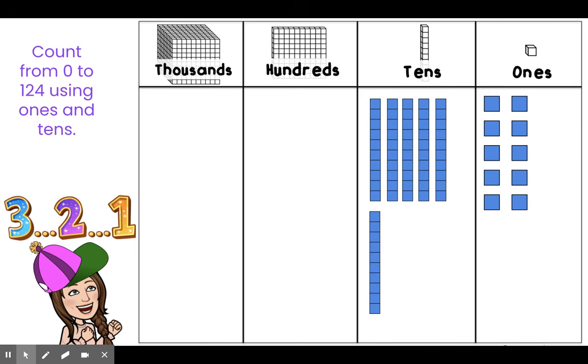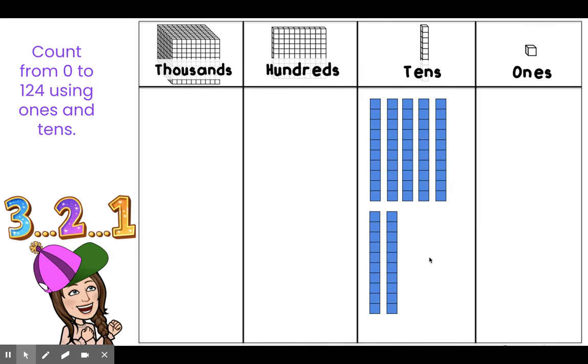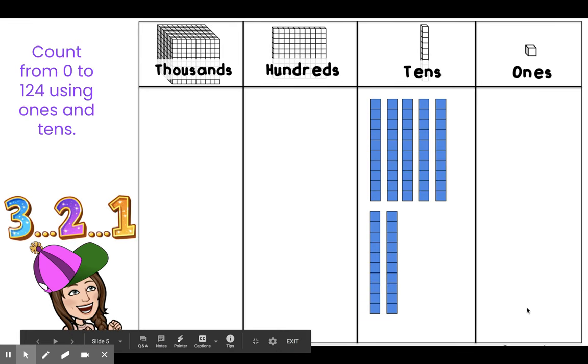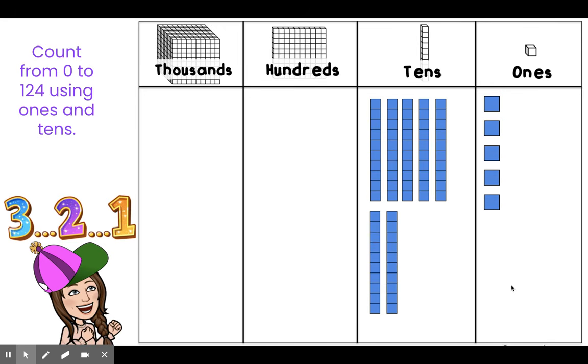Whew! Another group of 10. And we know what to do. Bundle for 10. We're at 70. 7 10s. We can't stop there. We're headed to 124. 70, 71, 72, 73, 74, 75, 76, 77, 78, 79, 80. Another group of 10. 8 10s or 80.